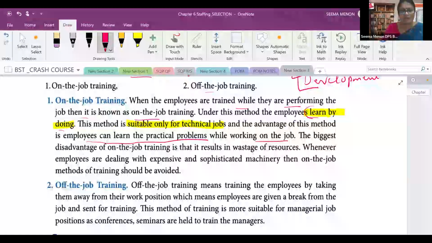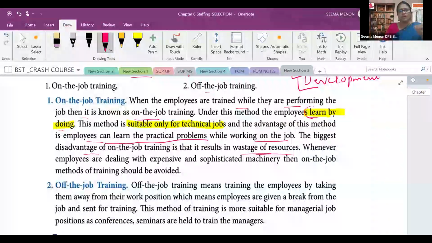The biggest disadvantage, again a one-marker, of on the job training is that it results in wastage of resources. Sometimes the employee is very new and still learning. At that time there can be wastage. They do the wrong thing. They don't know how to operate the machine, etc. So a lot of wastage can happen. That is one of the biggest disadvantages.